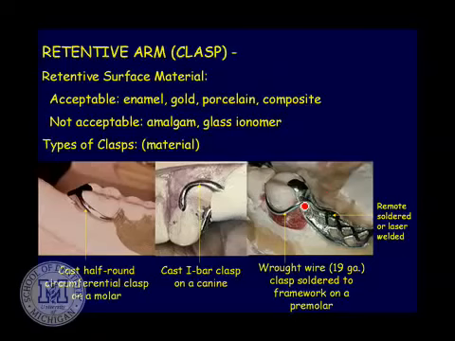I can't defend it anymore myself because there's lots of other ways to design partials to take the stress off teeth. So it's more expensive. It doesn't stay in retention as well, in my own opinion. And so I just as soon go with some sort of a cast clasp, either suprabulge or infrabulge.